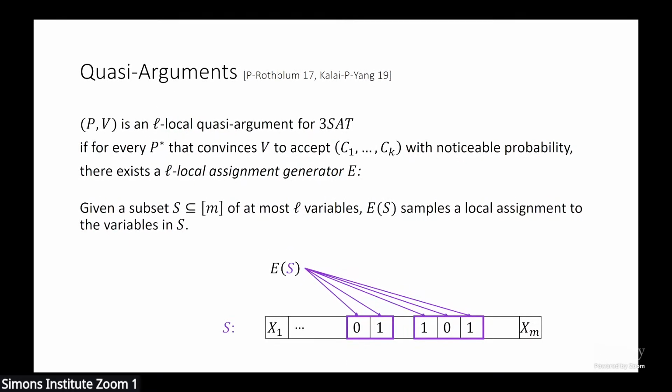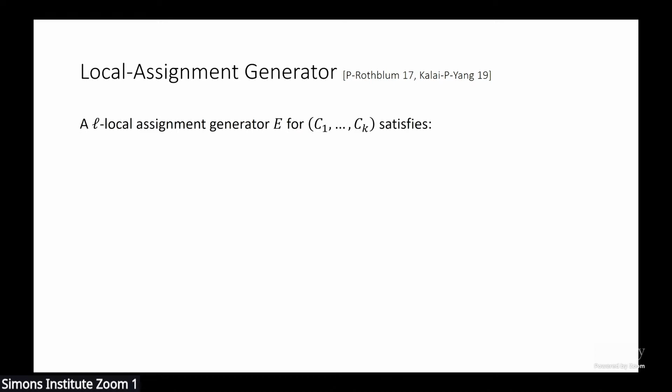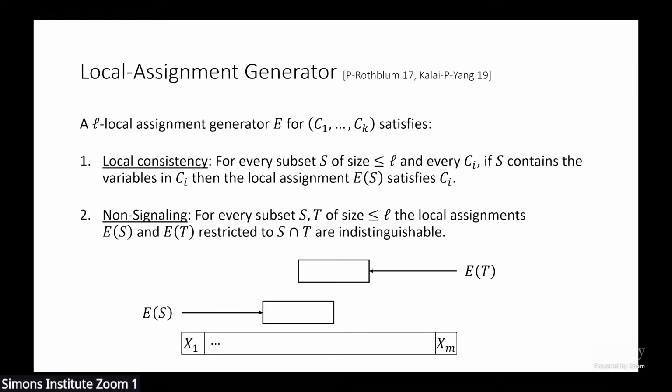So what does it mean that they look good? It means that, first of all, they satisfy all the local constraints. So at least locally, they don't violate any constraints. And the second thing is that we want to guarantee some consistency. What happens when you sample assignments for two sets of variables that overlap with each other? You're not guaranteed that these variables get exactly the same values. There can be inconsistencies. But if you restrict yourself to looking at variables in the intersection of these two sets, you're guaranteed that the distributions of assignments on both sides are indistinguishable from each other. This property is called non-signaling.